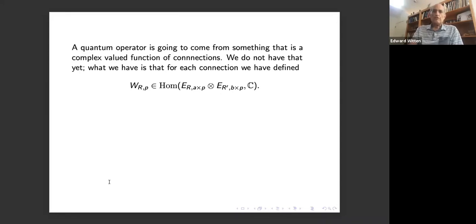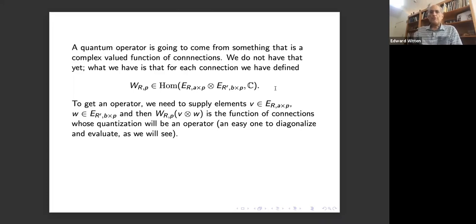We don't have that yet. What we have is that for each quantization, for each connection, we've defined a linear map from a vector space to C. To get an operator, we need to supply elements in the two vector spaces. And then the linear map applied to V tensor W will be a complex valued function of connections, whose quantization will be an operator. An easy one to diagonalize and evaluate, as we'll see.